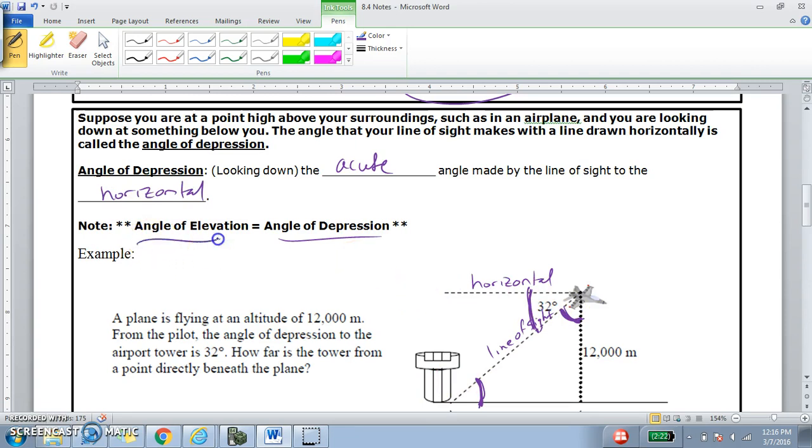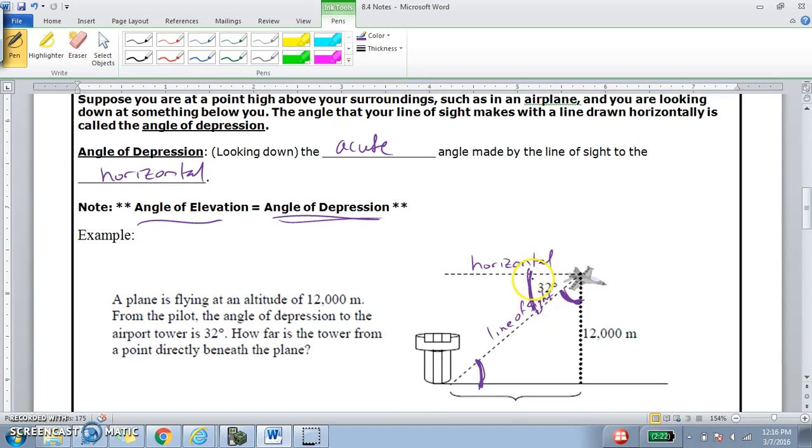Note that an angle of elevation is really the same thing as an angle of depression, because if this is 32 degrees right here, if someone were down here at this airport tower and they were looking up at your plane, their angle of elevation would be the same as your angle of depression, because this horizontal line would be parallel to this horizontal line. So these two angles would actually be alternate interior angles, and they're the same.